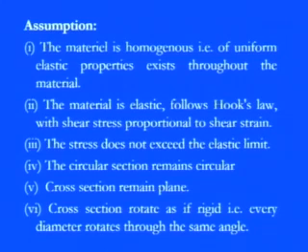And you see, in the first, we are saying that since the material is homogeneous, it has to exhibit all the elastic properties uniformly all across the material. And the last assumption is that the cross section rotates as if it is rigid. That means every diameter rotates through the same angle.